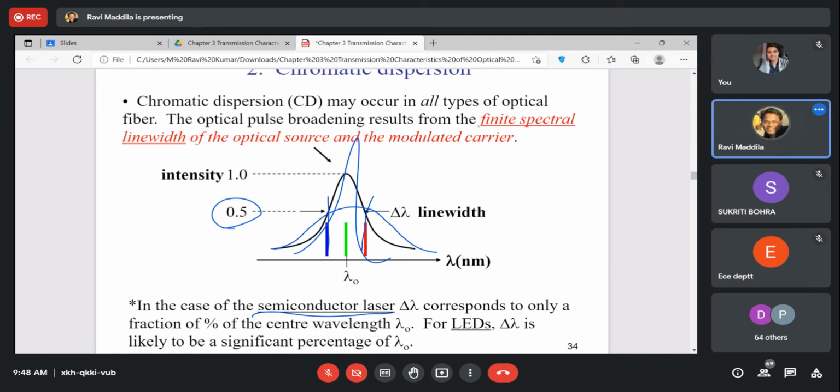If you look at the wavelength spread of a laser and of an LED, then the wavelength spread of a laser is much smaller than that of an LED, and hence we have this change in dispersion because of the difference in line width.